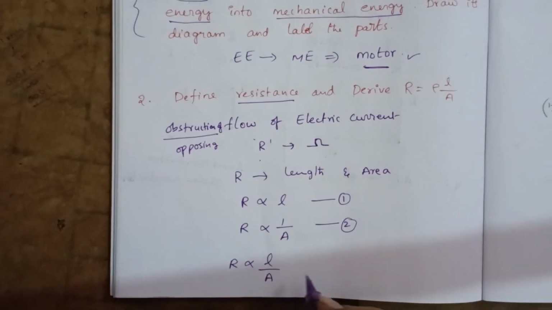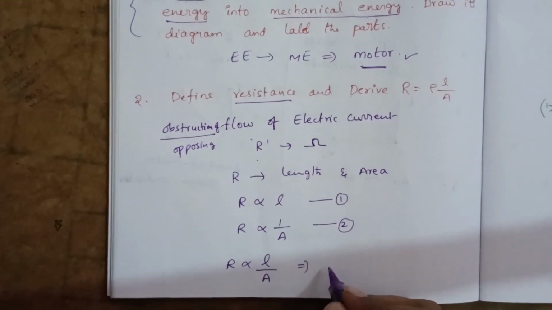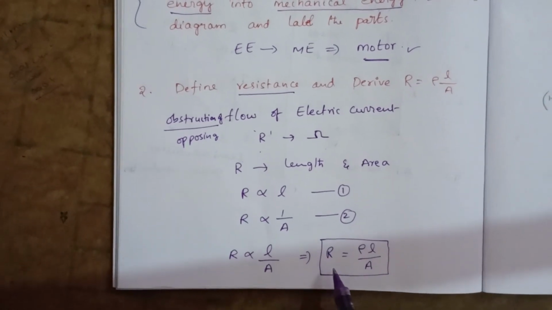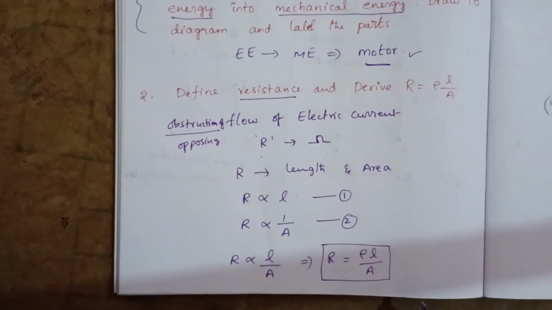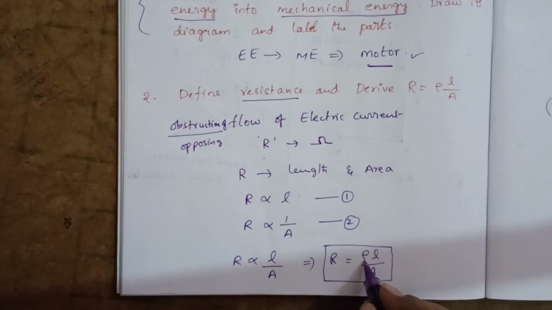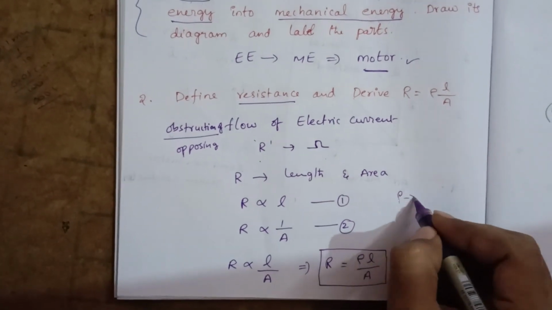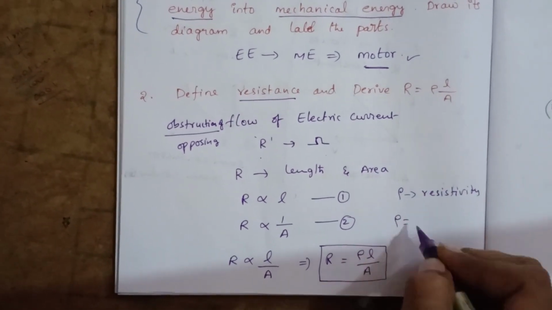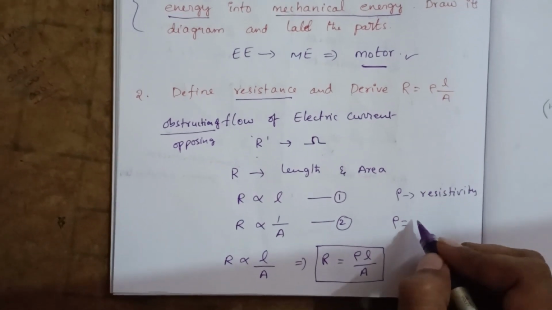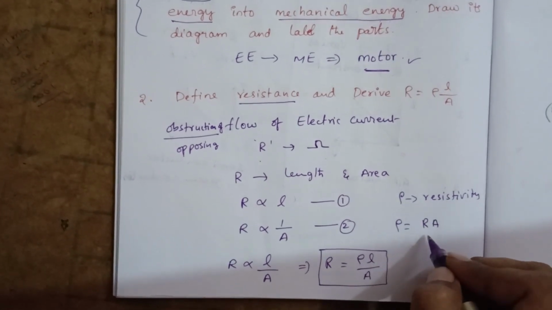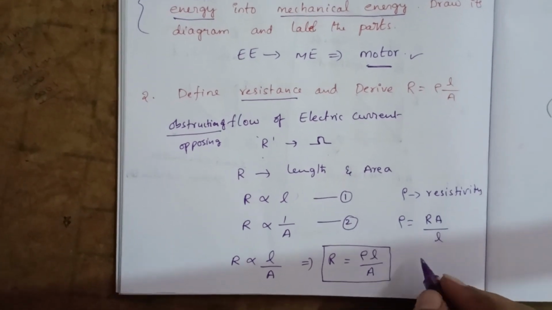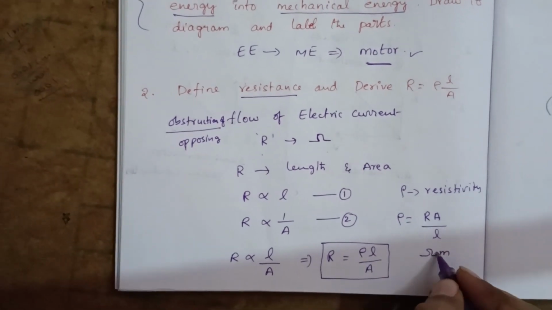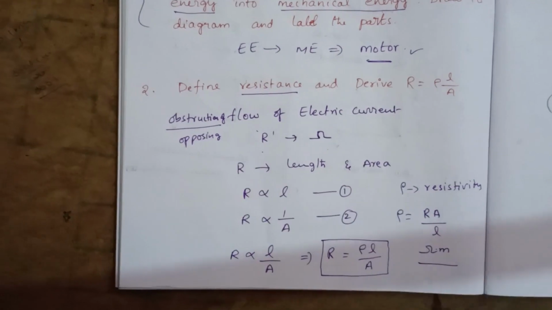To remove this proportionality symbol, we can take one constant, that is rho. R equals rho L by A. Now rho is a proportionality constant and it is known as resistivity. We can write rho equals R A by L. So the unit of resistivity is ohm meter.